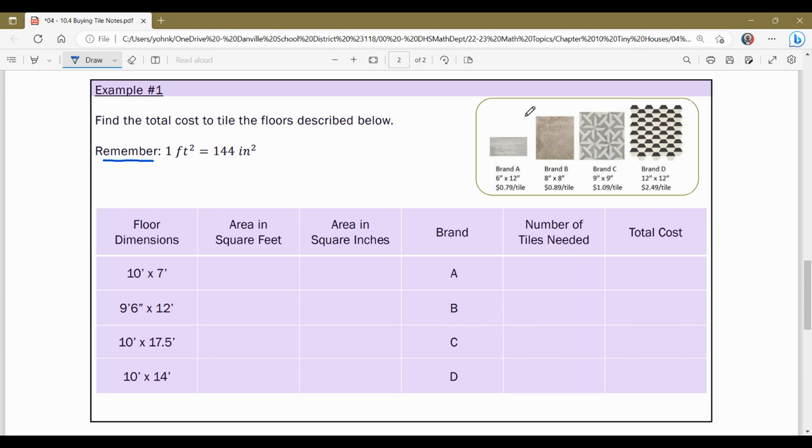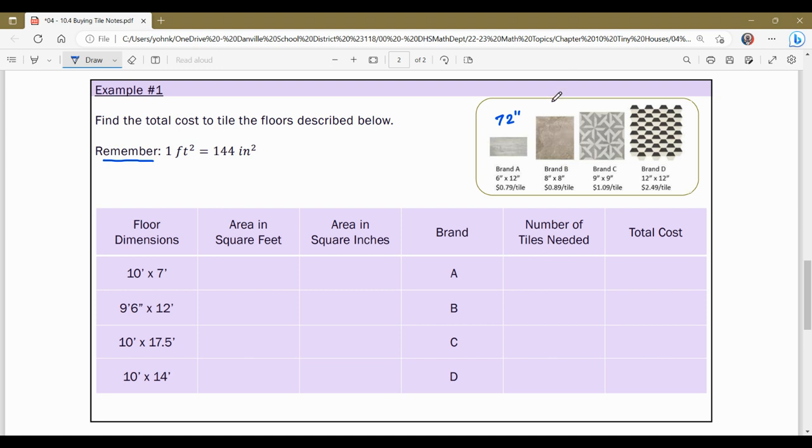The other thing you need to know is that each tile is going to cover a different amount of space. And so it's important to know how much space each tile covers. In order to do that, you do length times width. So 6 times 12. Brand A is going to cover 72 square inches of space.